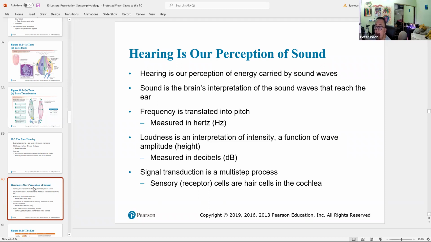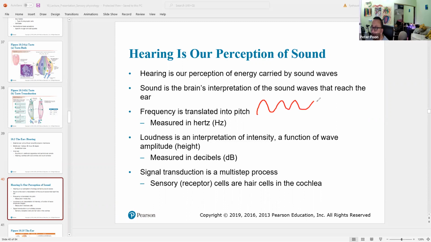Loudness is an interpretation of intensity, a function of the wave amplitude. So let me explain a tiny bit of physics. You have sound. This is a sound wave. If it's the same sound, the hills should all be the same. I can't draw. But here are the important things. The frequency is measured by distance from there to there.